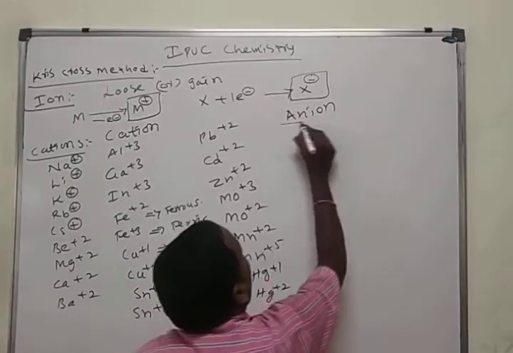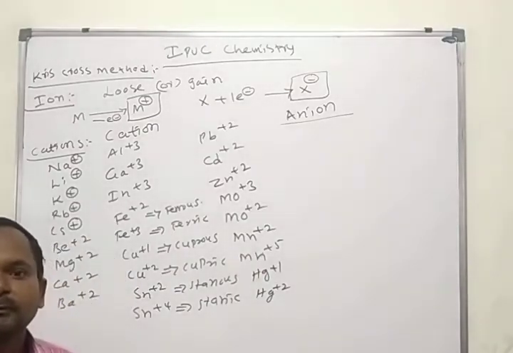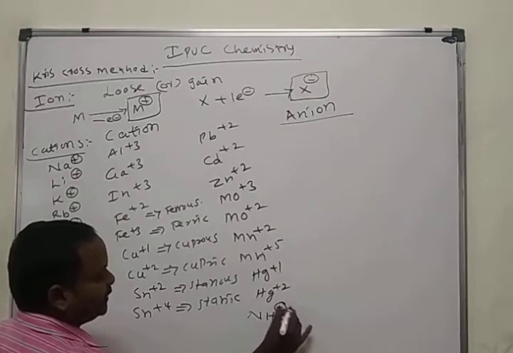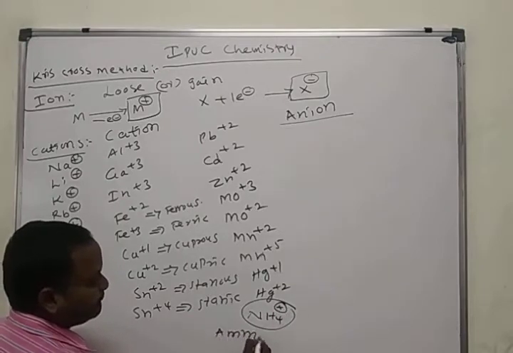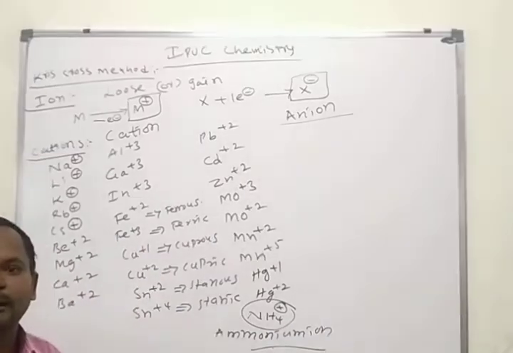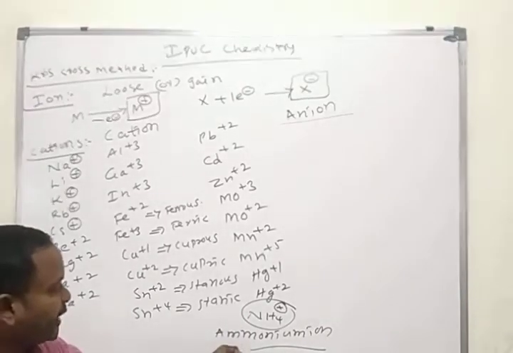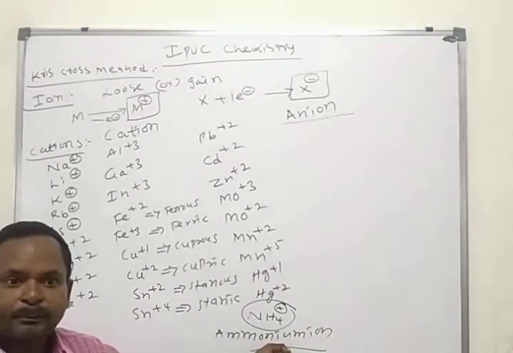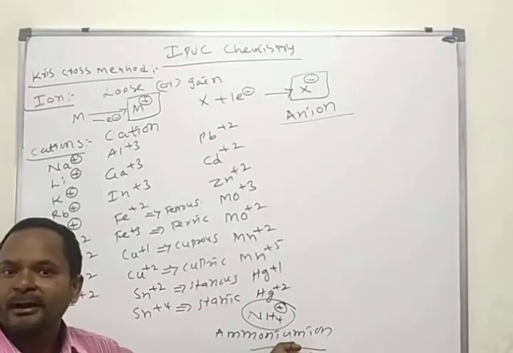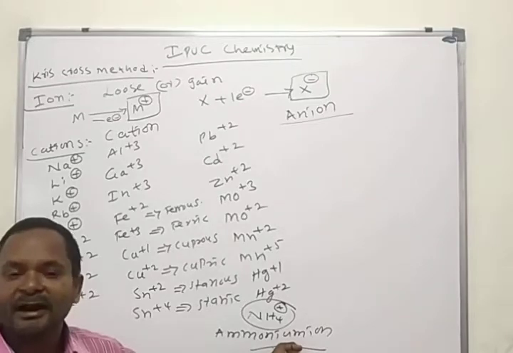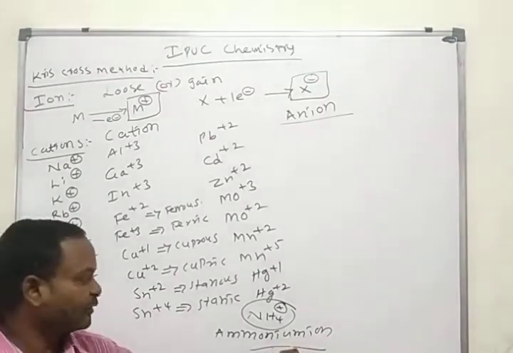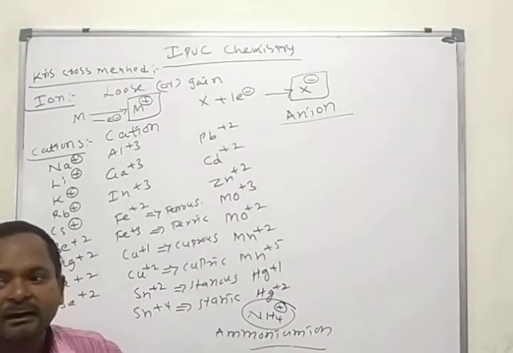Now I want to discuss the anions. Before that, one more cation is important: the ammonium ion. NH4 plus we call the ammonium ion. Ammonia is NH3, and it has a positive charge now. A positive charge we indicate with ium. Sodium, potassium are positive metals. So all positive ions end with ium.